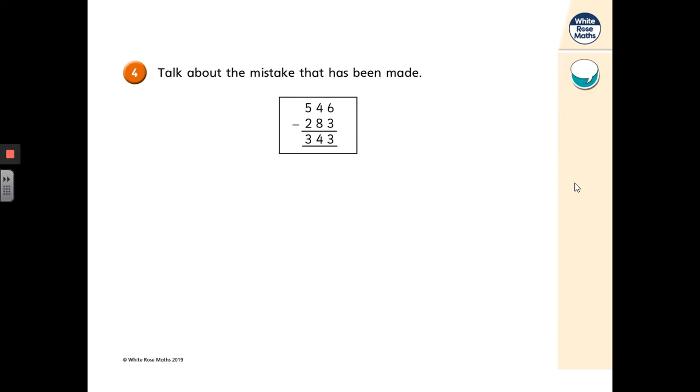So the person that has done this has done something wrong in their working out. So what have they done? You might want to write down 546 subtract 283, and work out what the answer should be, and then have a look at what you did and what they did to find out what they've done wrong.